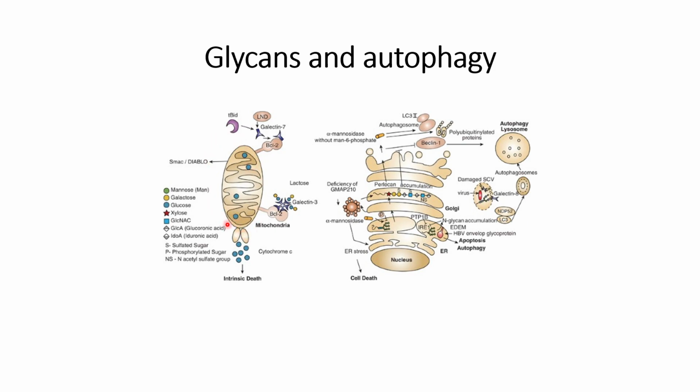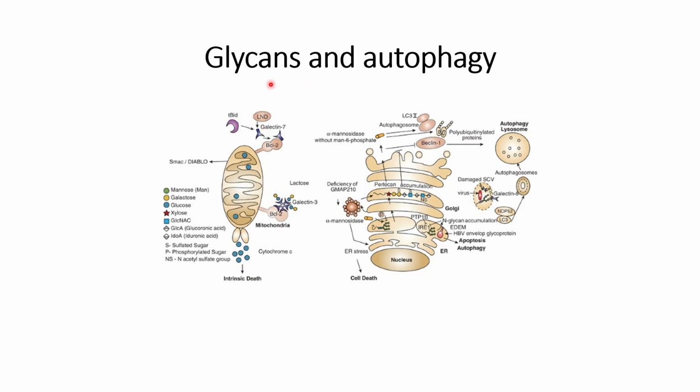with the help of modifying the membrane of the mitochondria. At the same time, it will also cause signaling pathways, that is the SMAC and Diablo signaling pathways. So this is about intrinsic cell death and the glycans.